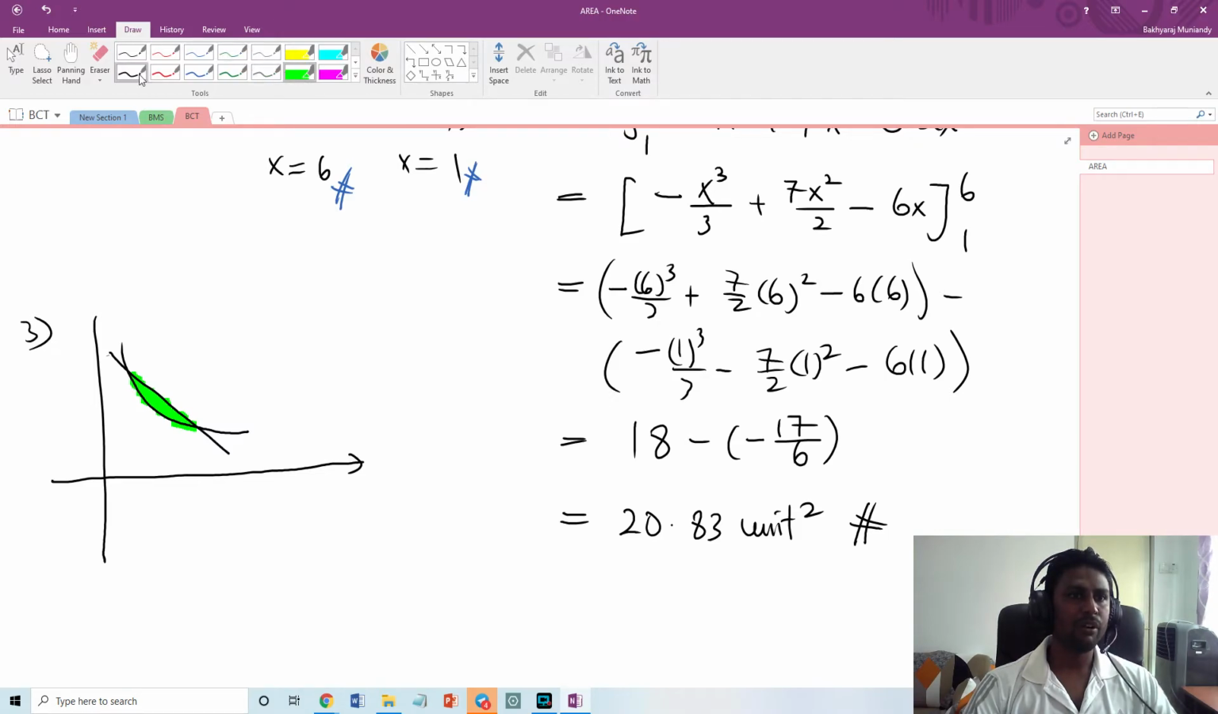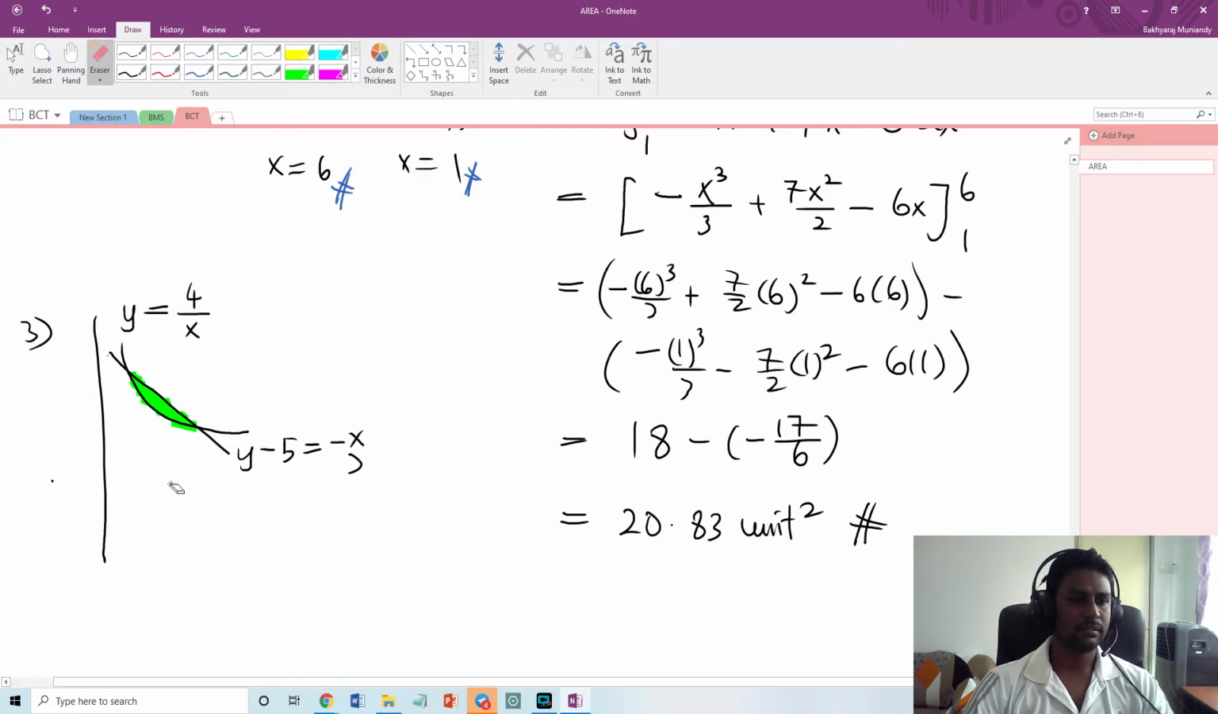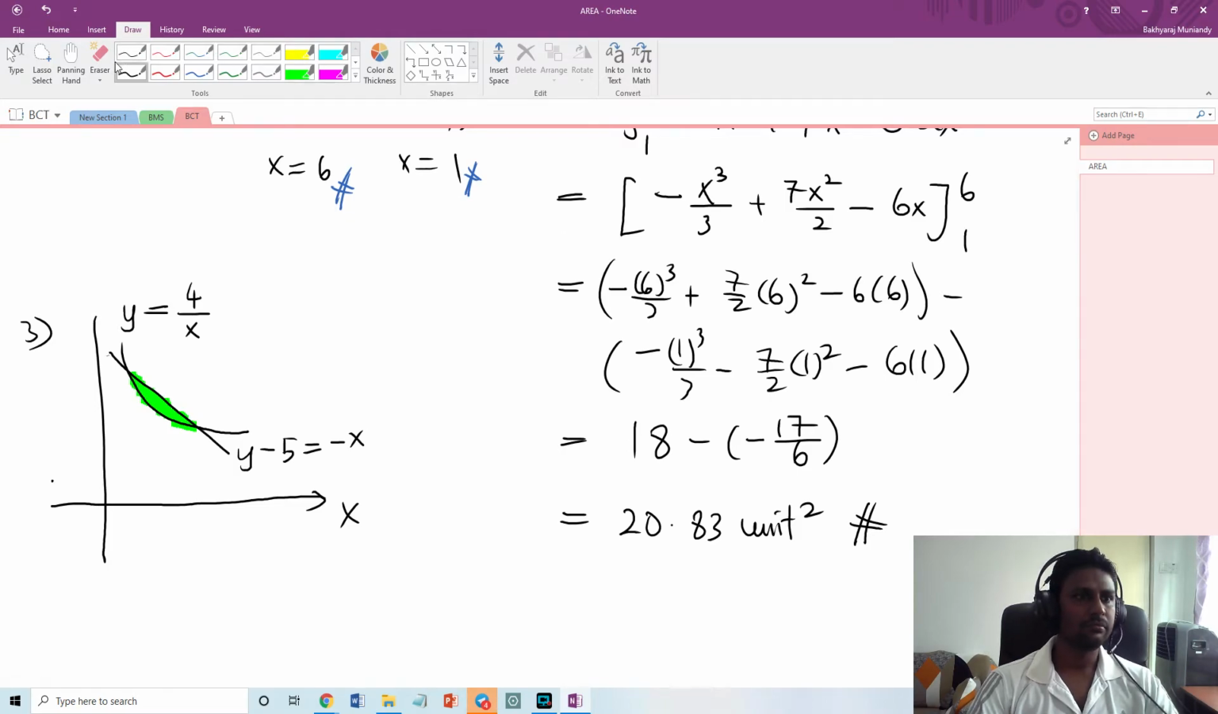So my function for curve, y equals 4 over x, and then my straight line, y minus 5 equals negative x. Okay, so this is what they given. Okay, now I want to find the shaded region. Okay, how I'm going to find this shaded region?